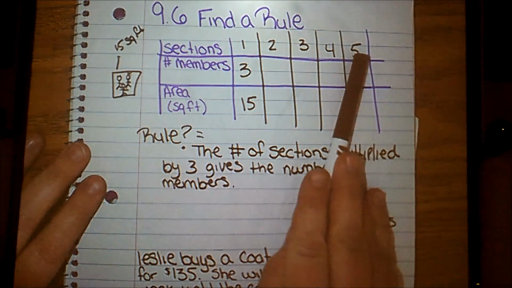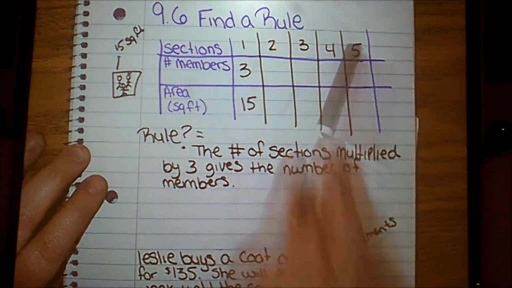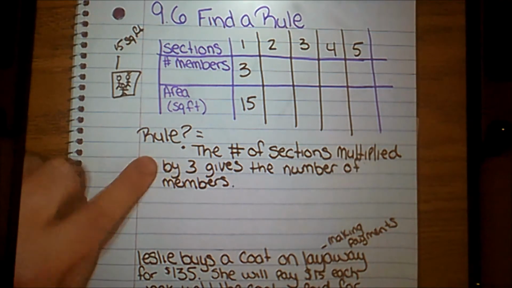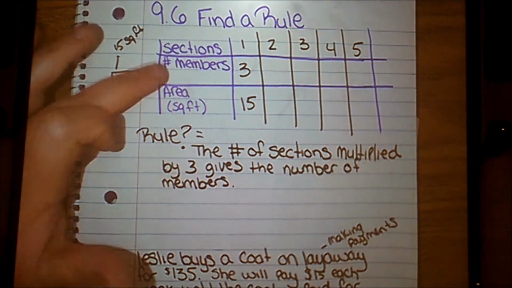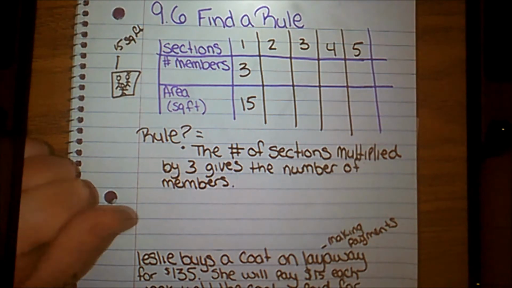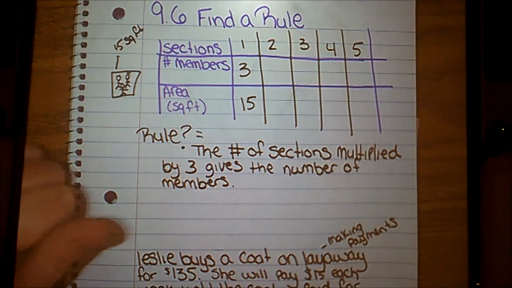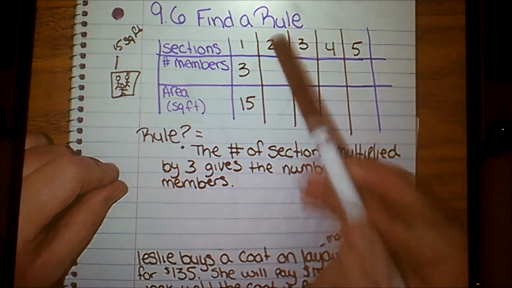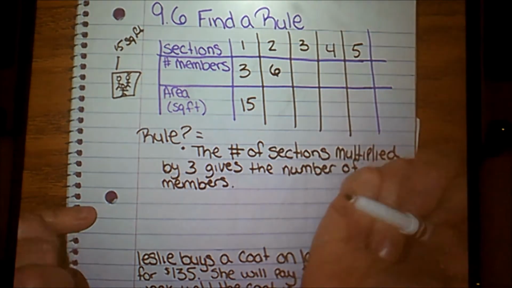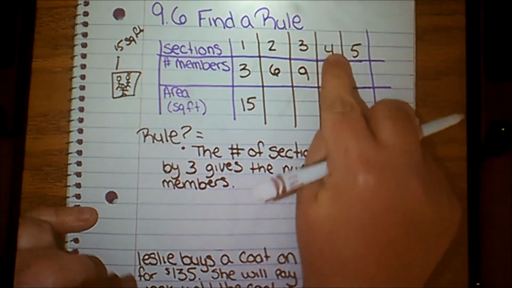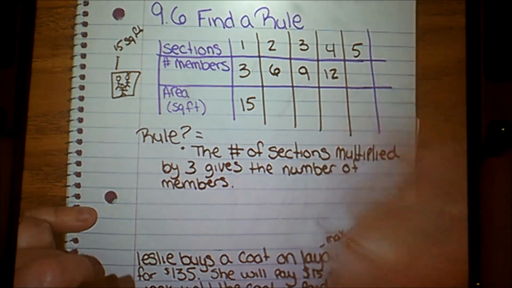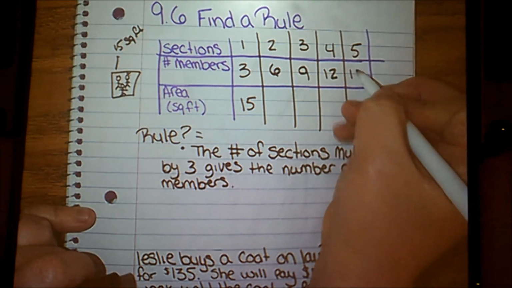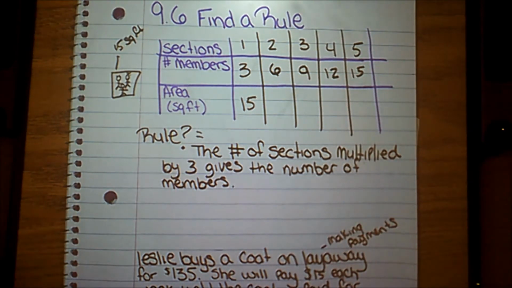Because I have the sections already counted off here in my table, I can go ahead and apply this first rule to figure out the number of members. So I'm going to multiply my section number by 3 in order to get my members. 1 times 3 is 3, 2 times 3 is 6, 3 times 3 is 9, 4 times 3 is 12, and 5 times 3 is 15. So I have all of my members accounted for.